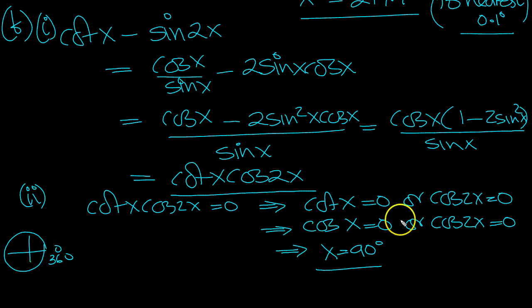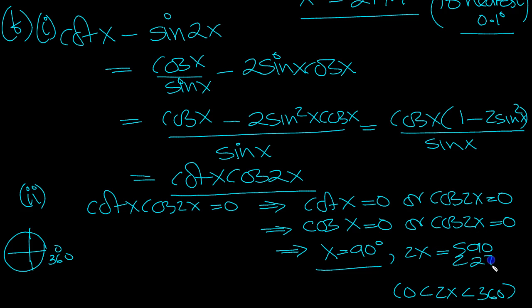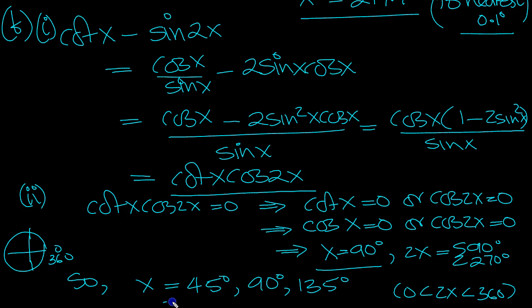Cos 2x is 0. Well, the 2x range would be 0 right round to 360, wouldn't it? Because x goes from 0 to 180. So if we double it, we're looking at going around one full circle. So cos 2x is 0 at 90, isn't it? And 270. So 2x must equal either 90 or 270 degrees. So we've got our solutions then. If 2x is 90, x is 45. This one is 90. And this one, when you divide by 2, is 135. So we've got these three solutions.